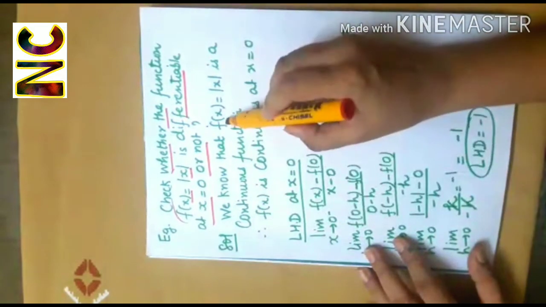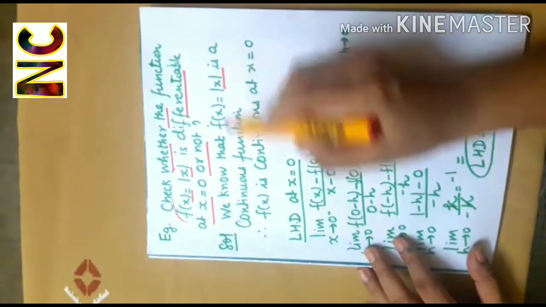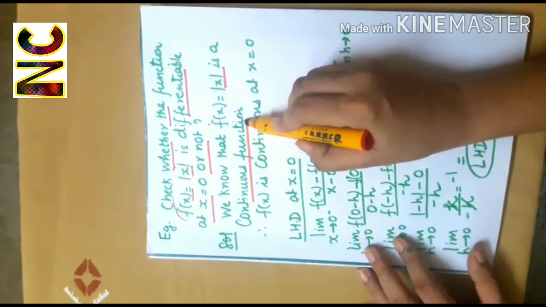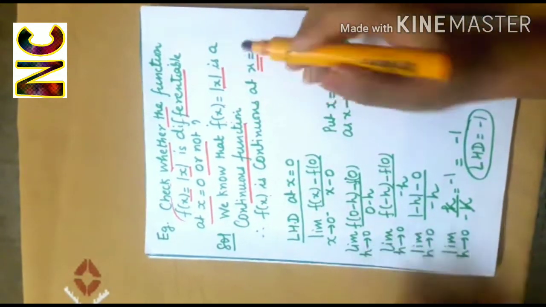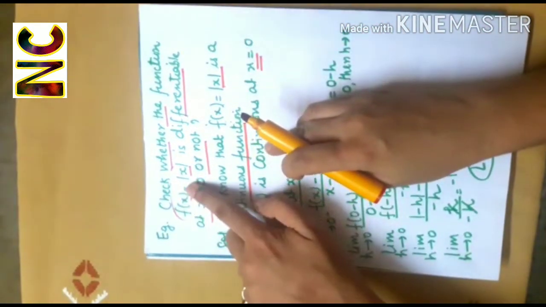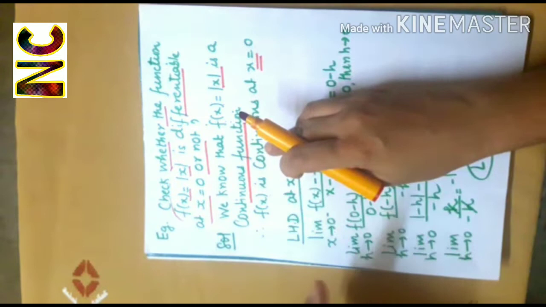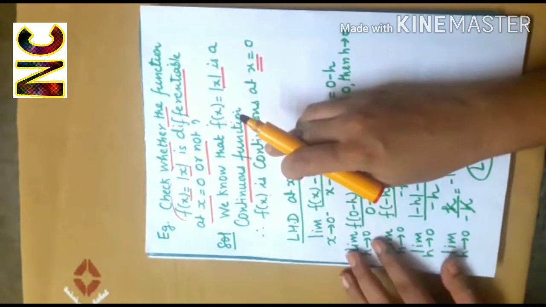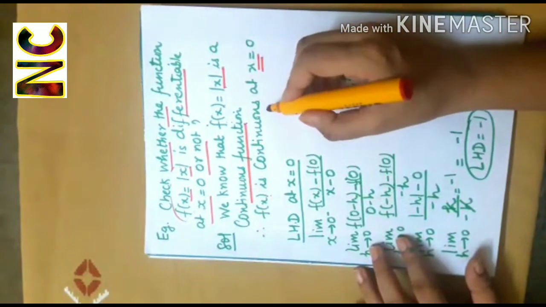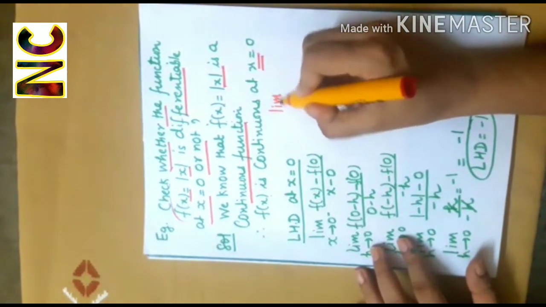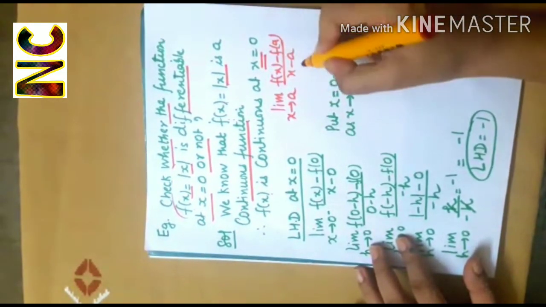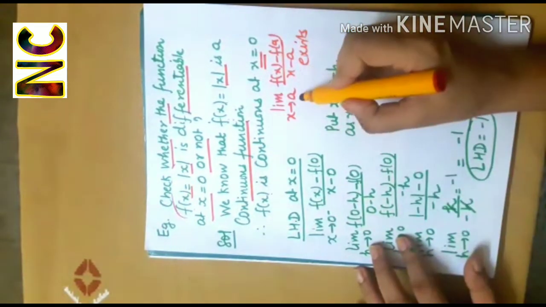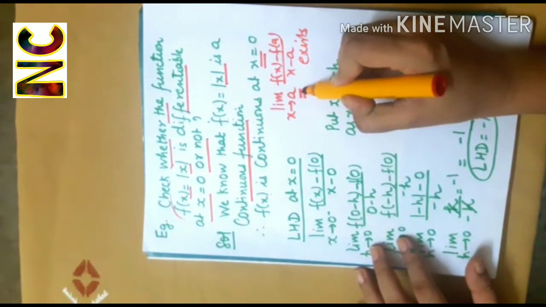Yes, we know that f(x) equal to mod x, the absolute value function, is a continuous function. So it will be continuous at every point of its domain. So in particular, f(x) will be continuous at x equal to 0. So this function is continuous at x equal to 0. Now we will proceed to check the differentiability. Yes, the function is differentiable at a point a if the limit of f(x) minus f(a) over x minus a exists. a is the point where we are checking the differentiability.